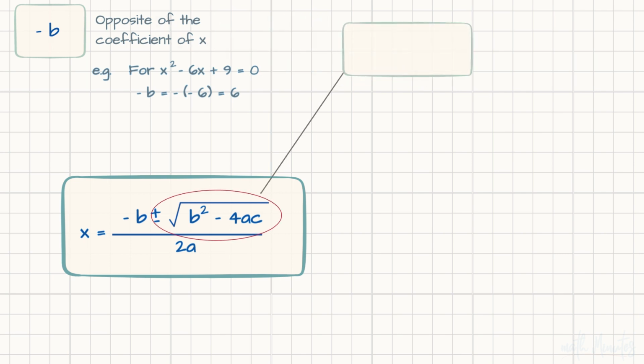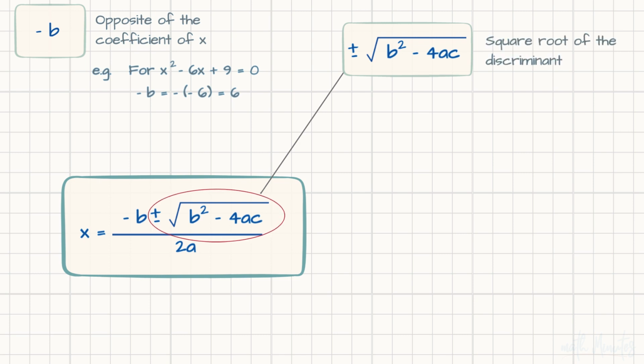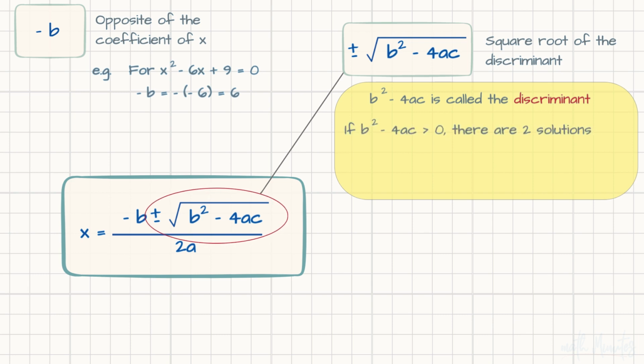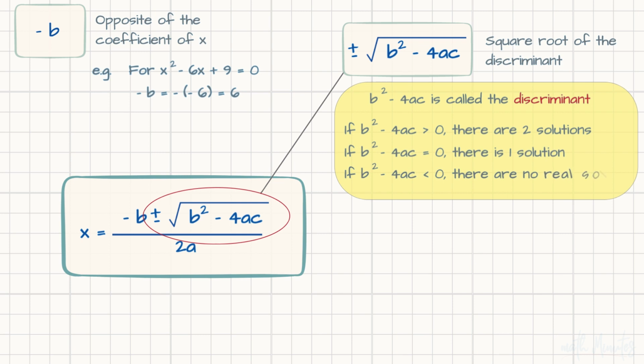Part 2, plus or minus square root of b squared minus 4ac. The second part of the quadratic formula is plus or minus square root of b squared minus 4ac, which represents the square root of the discriminant of the quadratic equation. The discriminant is the part of the quadratic formula that is inside the square root sign, b squared minus 4ac. If the discriminant is positive, the quadratic equation has two real solutions. If it's 0, the equation has one real solution, and if it's negative, the equation has two complex solutions.